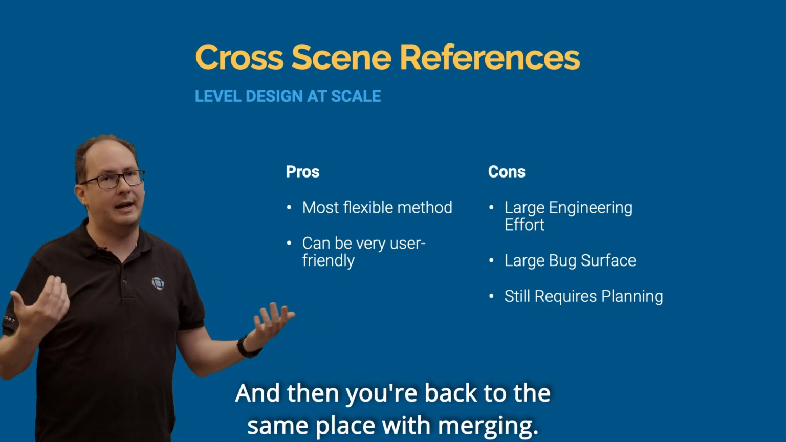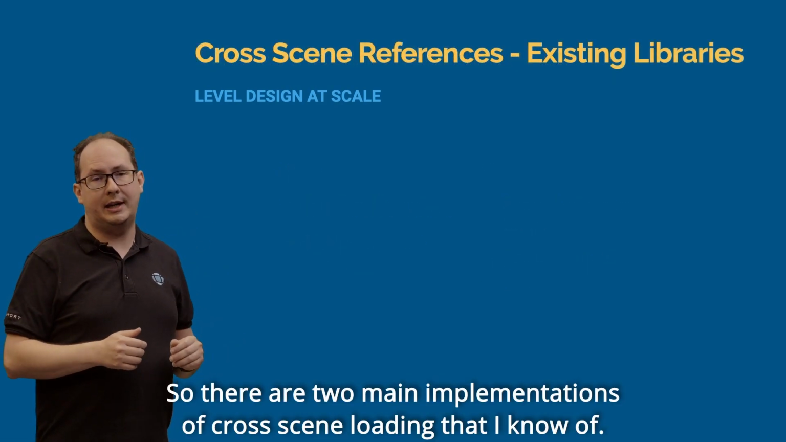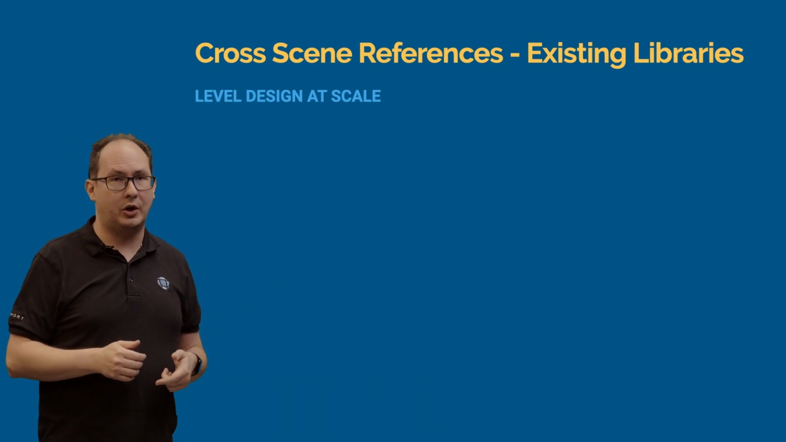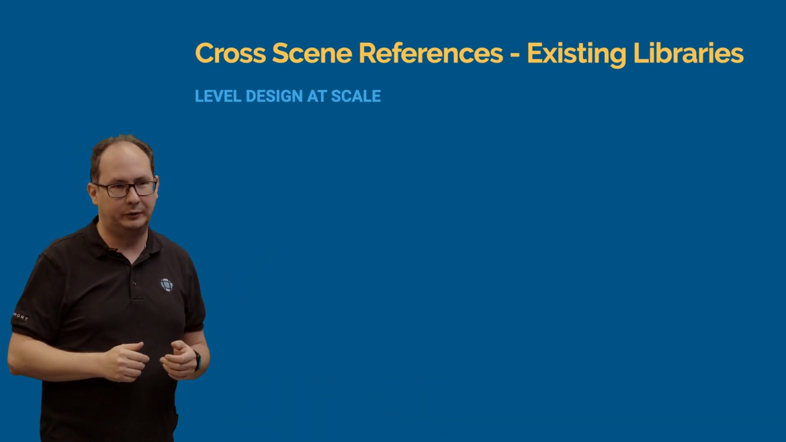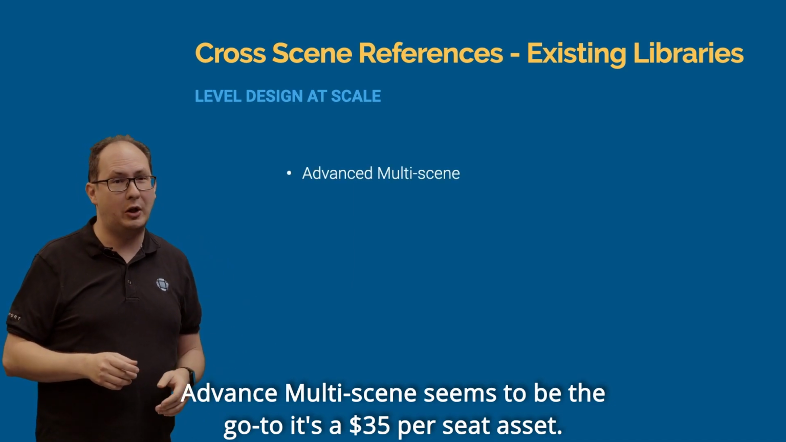And then you're back to the same place with merging. So there are two main implementations of cross-scene loading that I know of. One I've used extensively, and the other was written for System Shock 3. Take from that what you will. Advanced multi-scene seems to be the go-to. It's a $35 per seat asset.